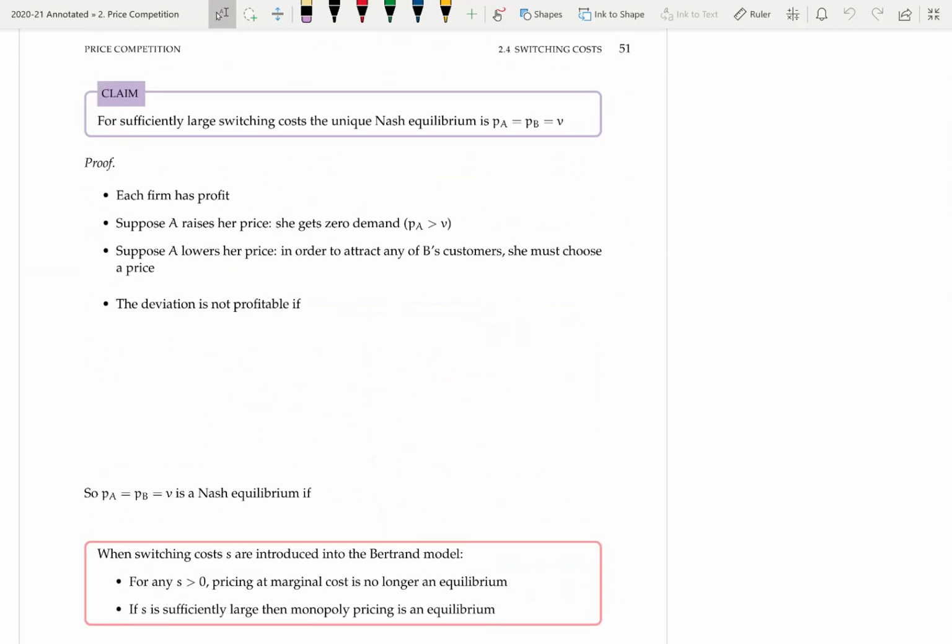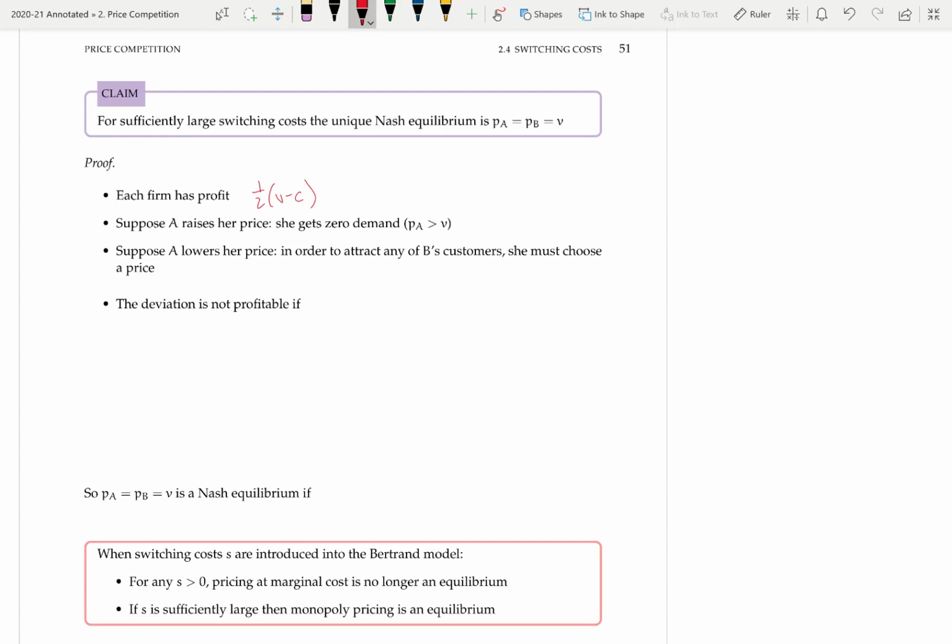So what is the Nash equilibrium? Well, as long as the switching costs are sufficiently large, then there's a unique Nash equilibrium where the two firms price at the monopoly level, V. If each firm prices at the monopoly level V, then their profit is going to be half times V minus C, where C is the marginal cost. Each firm is getting half the demand.